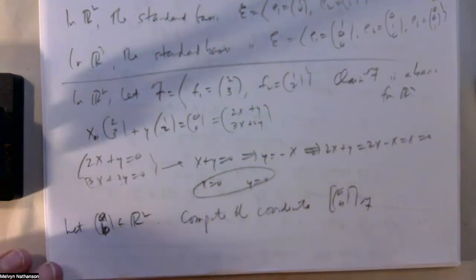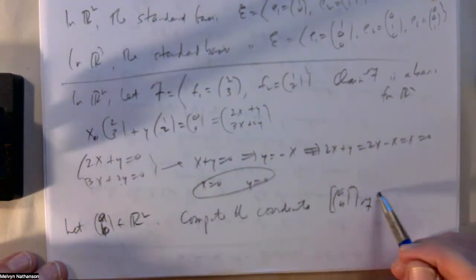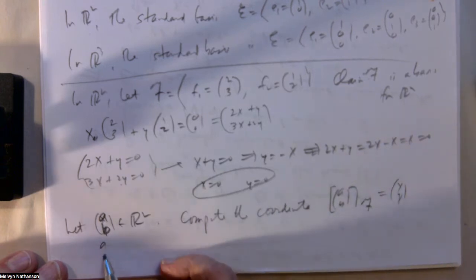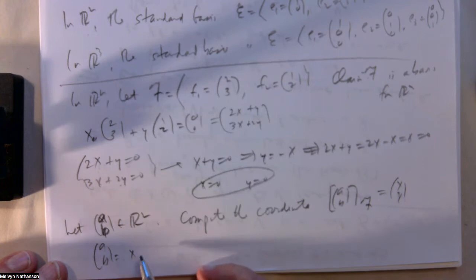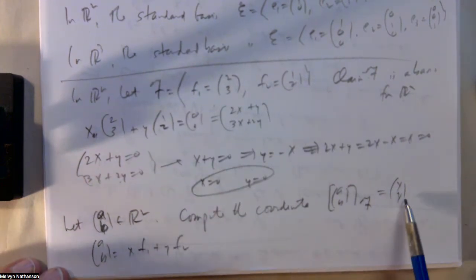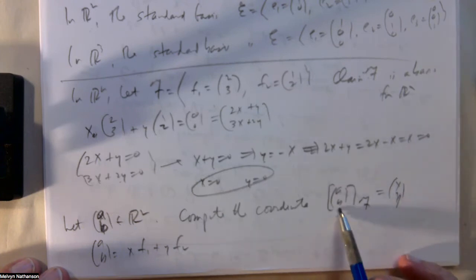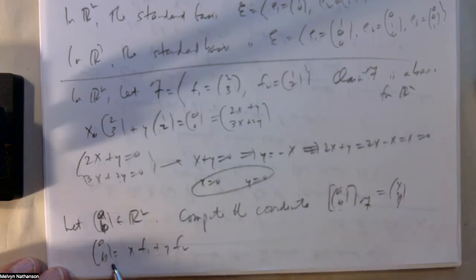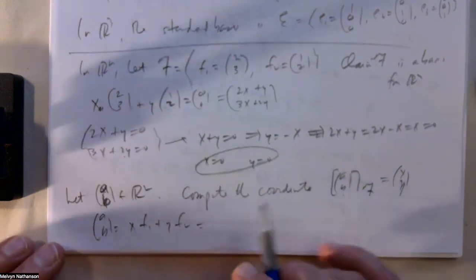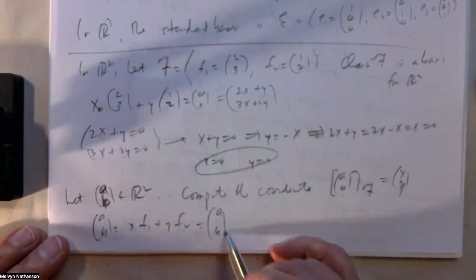So what that means is, if this coordinate vector is (x, y), this means (a, b) is x times F1 plus y times F2. These are the coordinates of this vector (a, b) with respect to the basis F. That means the linear combination xF1 plus yF2 has to equal (a, b). What are x and y? So again, everything comes down to solving linear equations.